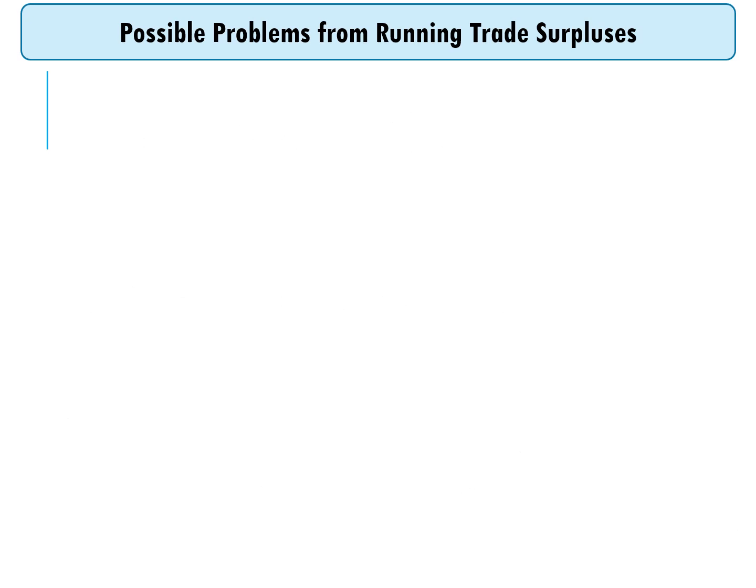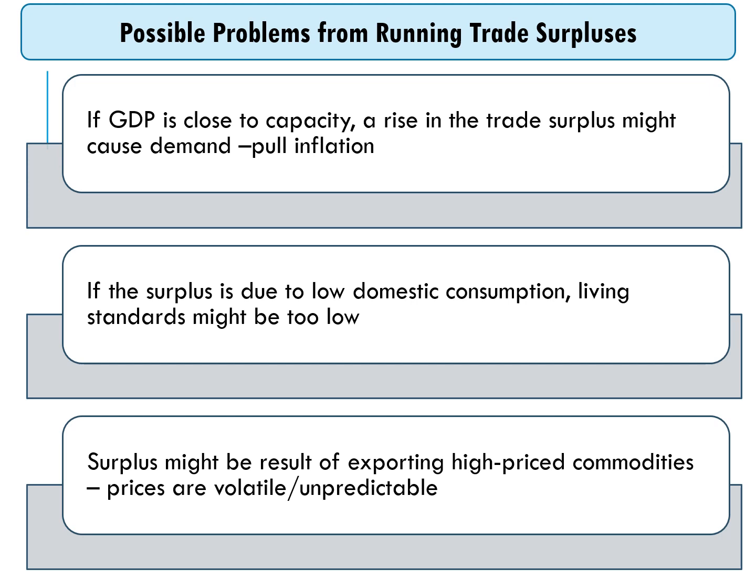The flip side of that, there may be some problems from running trade surpluses as well, having higher exports than imports. If there's a lot of demand for exports and GDP is close to capacity, that could result in demand pull inflation. If a lot is being manufactured in a country but they're not being consumed, rather exported, then that might indicate a low standard of living for people within that country. They're not consuming them, they're making them and then exporting them. And again, high price commodities might be a reason why you have a trade surplus, but if these high prices don't last for long, there could be a problem in that the surplus may disappear.